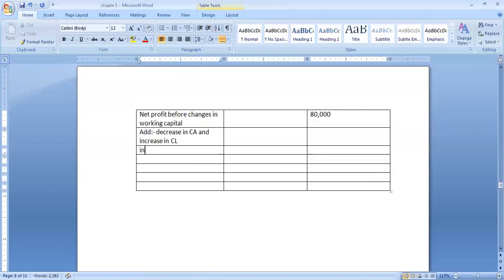So here you got in the question, you might have observed when I was explaining inventory. So inventory is decreased. So what is the value of decrease? It is 20,000. And there is also creditors which is increased. So what is the value of increase? 10,000. So 20 plus 10 will be 30,000. So add back 80 and 30 will give you 1,10,000. Clear?